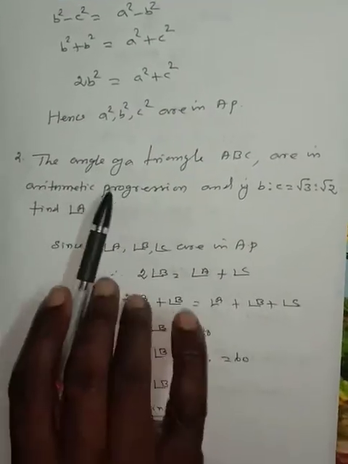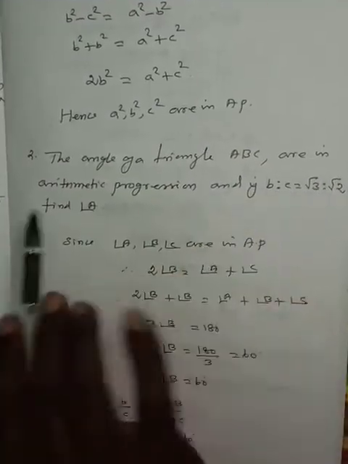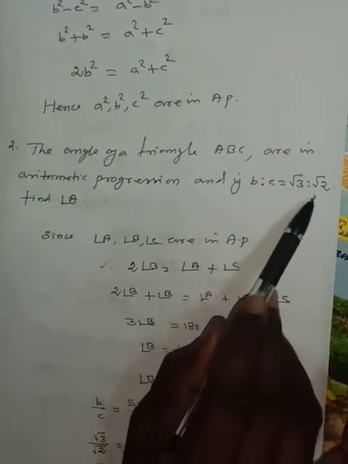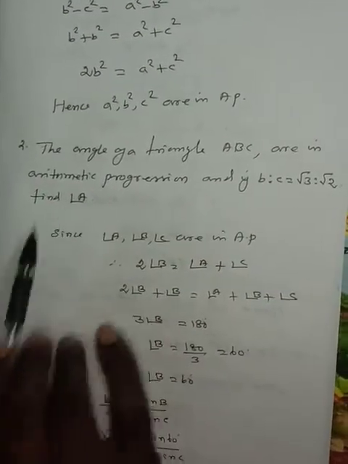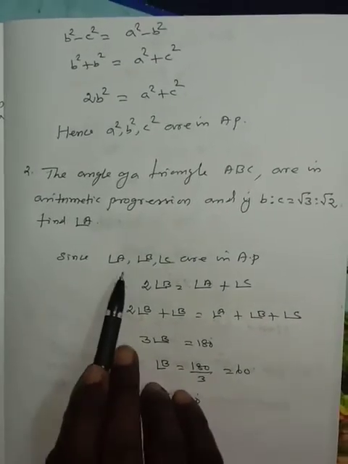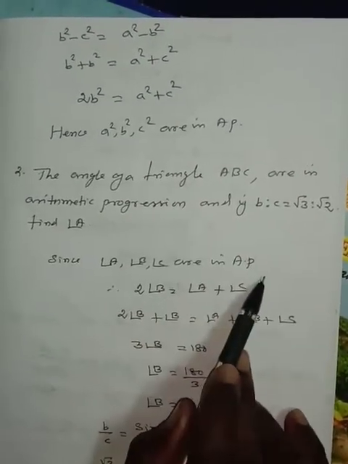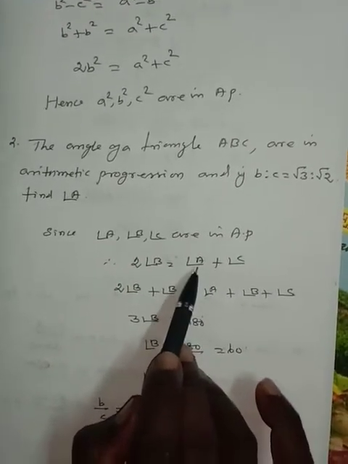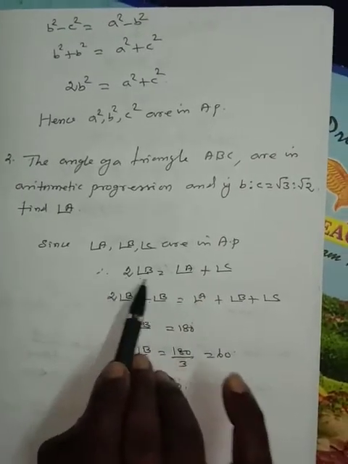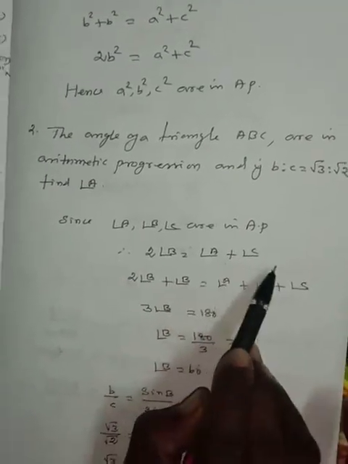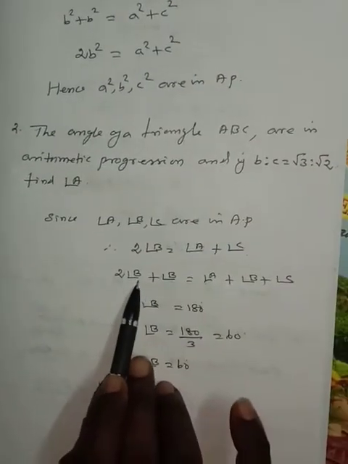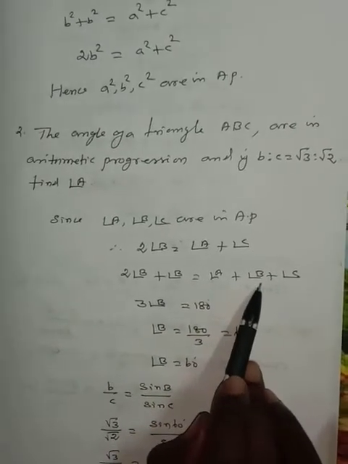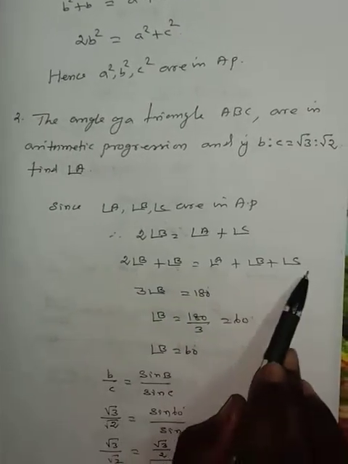Question number 2. The angles of triangle ABC are in arithmetic progression, and if b is to c is equal to root 3 is to root 2, find the angle A. Since angles A, B and C are in AP, AP means twice the middle is equal to the sum of the other two. So 2 angle B is equal to angle A plus angle C. Adding angle B to both sides: 2 angle B plus B is equal to angle A plus angle B plus angle C.